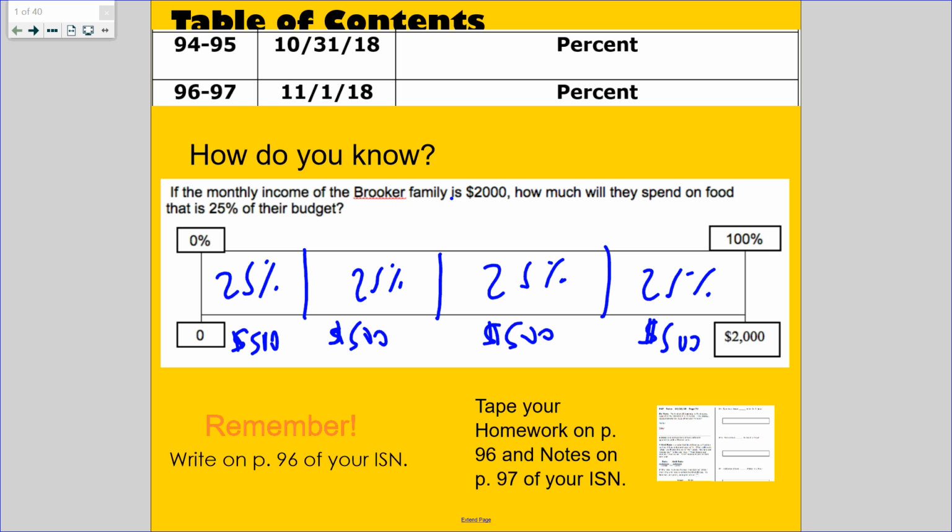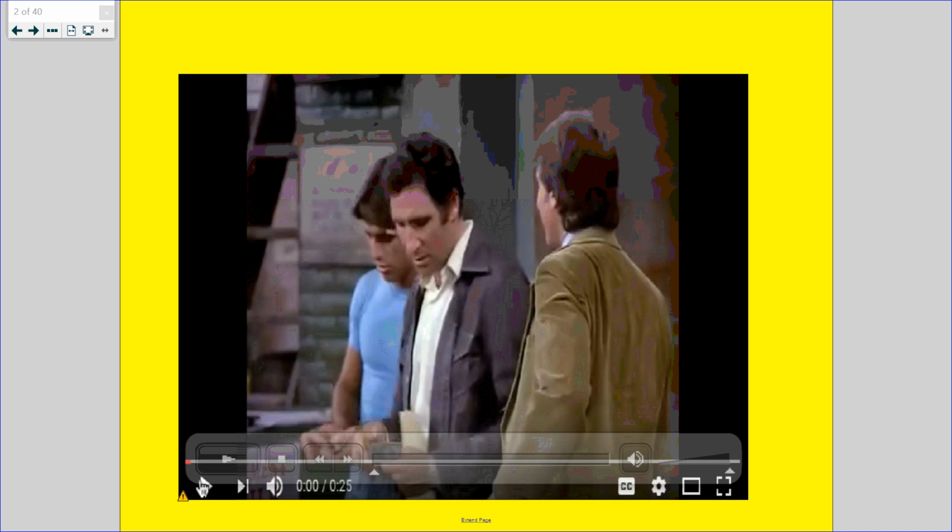Another way to do it is we know 50% is $1,000. So 25% is half of 50%. What's half of $1,000? $500. That's another way you could do it. So what is 25% of 2,000? $500. So let's watch this video.